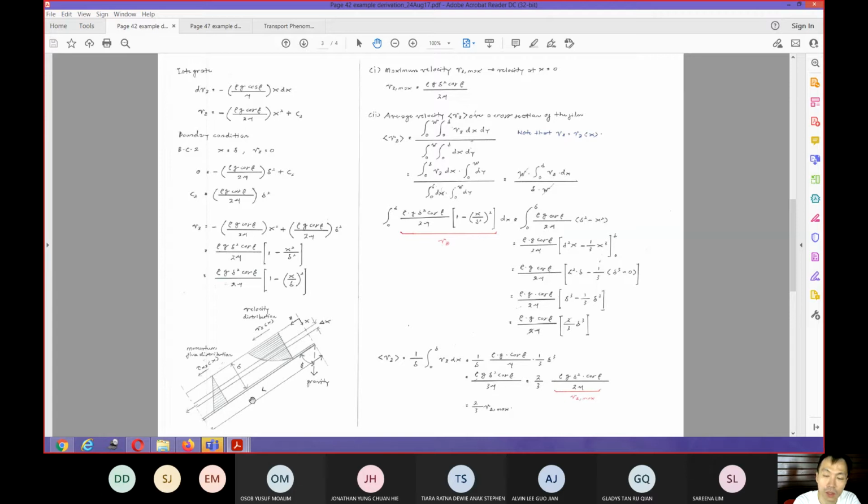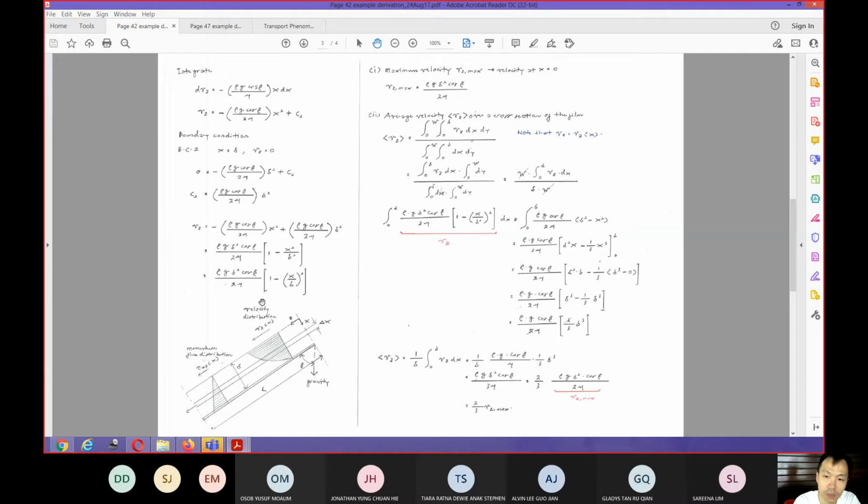At the bottom, you have an interface between the liquid and the solid. The velocity of the liquid at that interface should be equal to the velocity of the solid. Since your plate does not move, your liquid at that interface should not be moving as well. So your velocity should be equal to 0. Once you put that in, you will be able to get your second constant. Your second constant is equal to this.